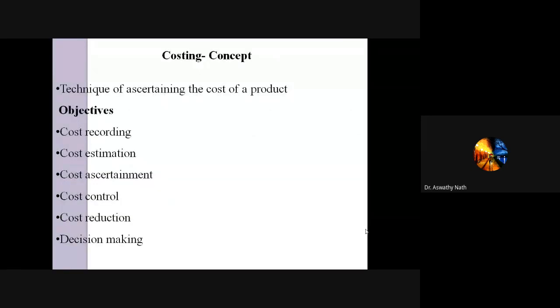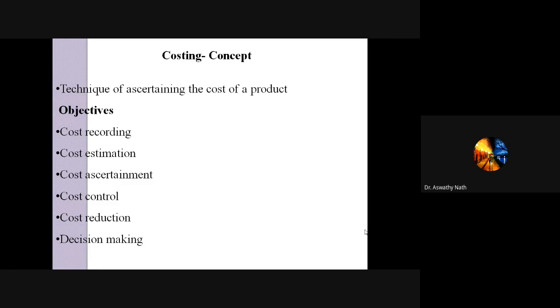And now we are moving to the costing concepts. These are some basics of costing. So first of all, what is cost? We know that cost is the total expenses for manufacturing a product, and costing is a technique which helps to ascertain the cost of a product, right? So cost means the total expenses, and costing is a technique which helps to ascertain the cost of a particular product.